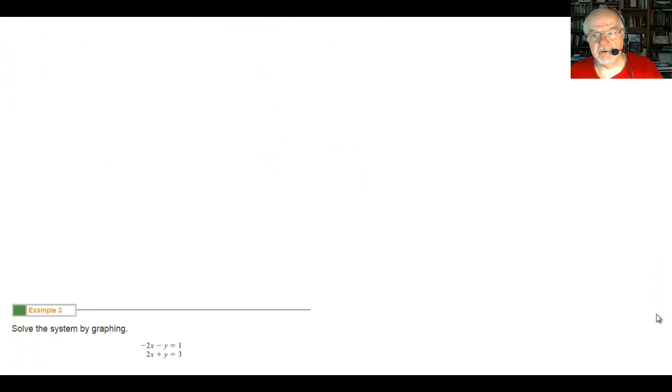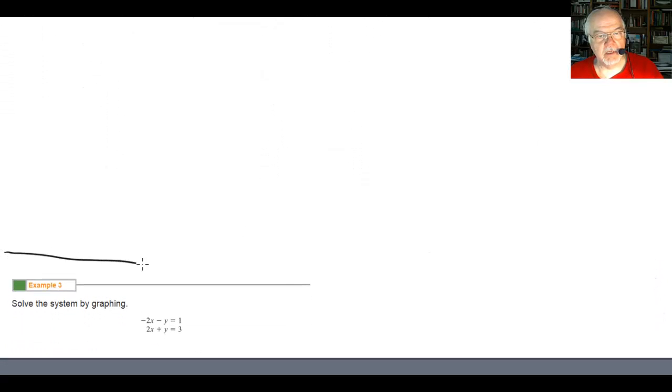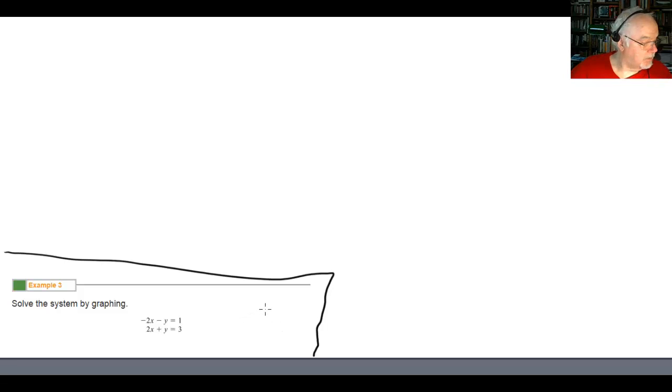All right, you should try this from the book. Here's example 3 as it actually appears in the book, and that's on page 284. Page 284. Good luck.